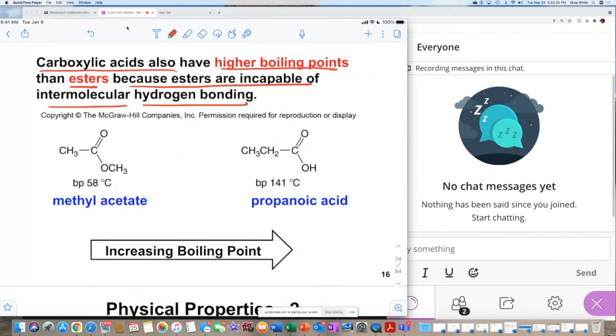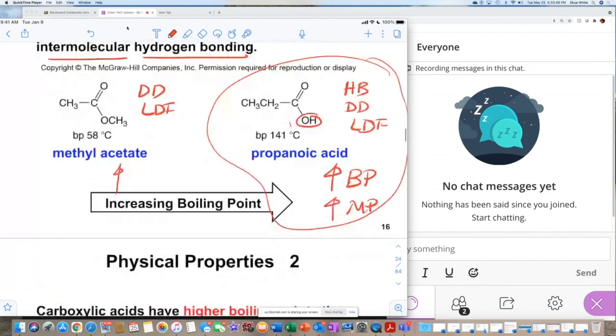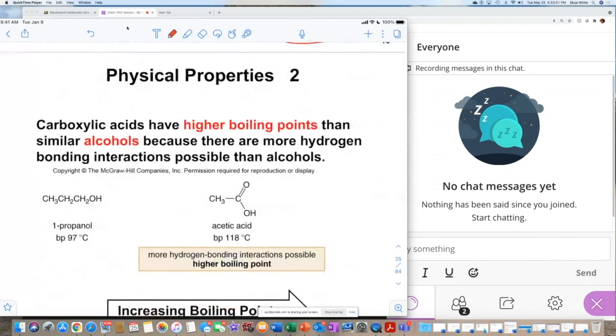So between these two, you see here, this one, it has a CO bond, so it is dipole-dipole and LDF. This one has an OH bond, so it's going to be hydrogen bonding, dipole-dipole, and LDF. And therefore, it will have a higher boiling point, higher melting point compared to that. The intermolecular forces of attraction are very high with that one. Okay? Okay. What else? Oh, same thing. Carboxylic acids have higher boiling points than alcohols.